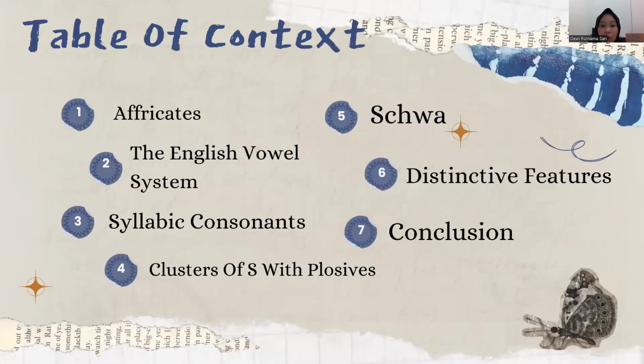Okay, so this is what I'm going to explain today. The first one is affricates. Second is the English vowel system. Next is syllabic consonants, and then clusters of S with plosives, schwa, distinctive features, and also the conclusion.